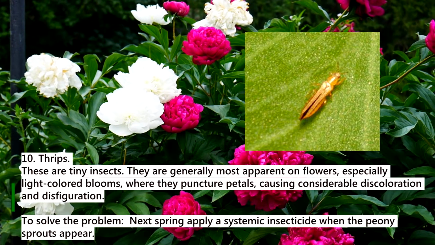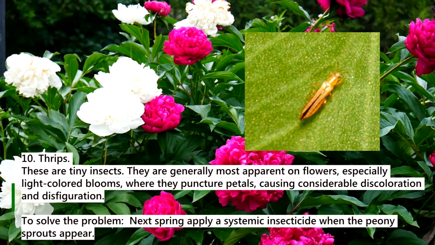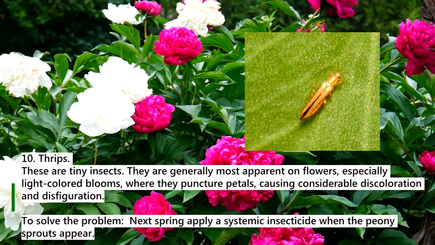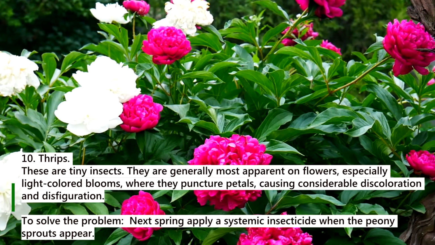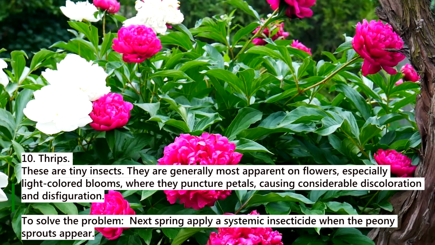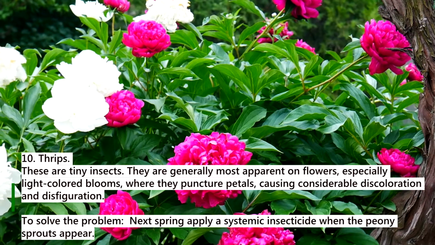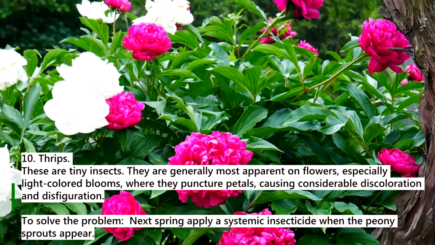10. Thrips. These are tiny insects. They are generally most apparent in flowers, especially light-colored blooms, where they puncture petals, causing considerable discoloration and disfiguration. To solve the problem, next spring apply a systemic insecticide when the peony sprouts appear.